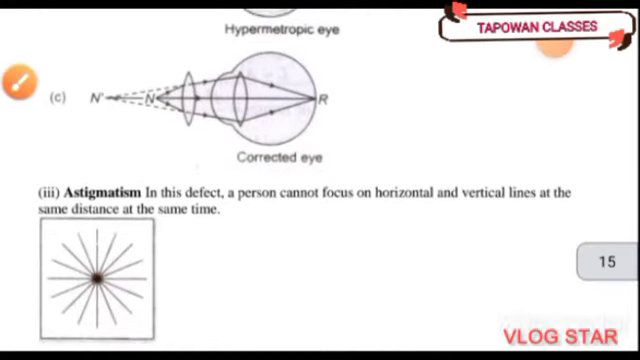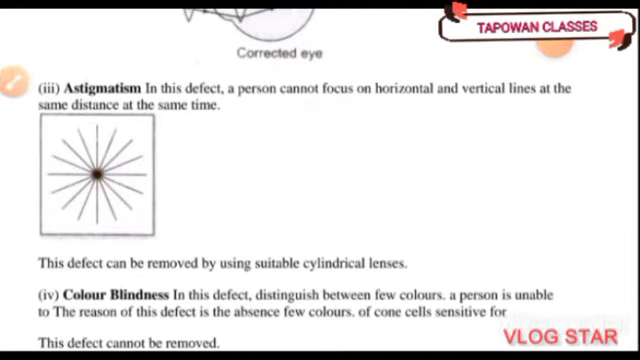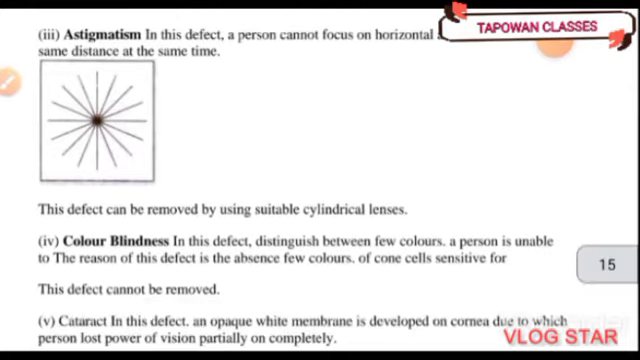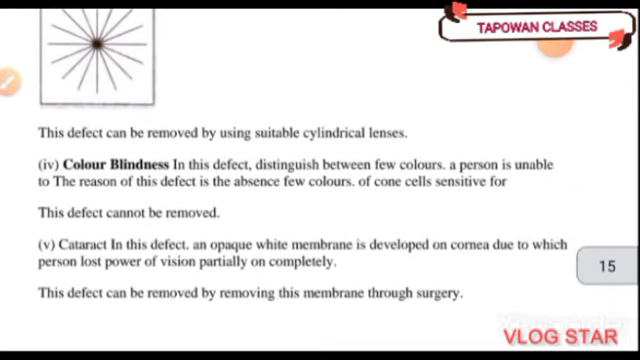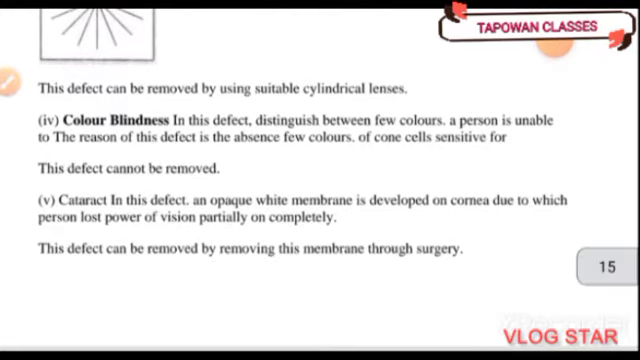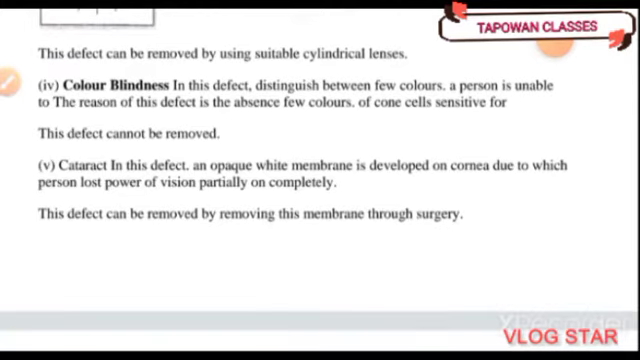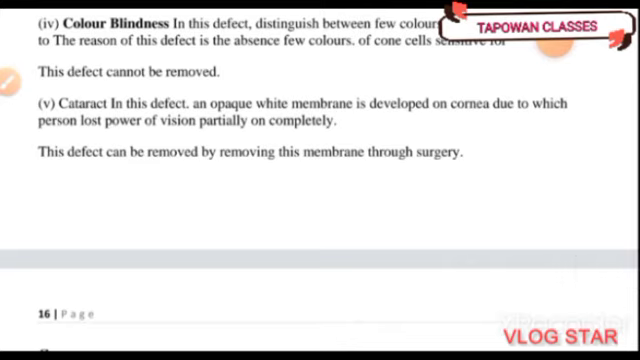Now we understand the third point, astigmatism. In this defect, a person cannot focus on horizontal and vertical lines at the same distance at the same time. This defect can be removed using suitable cylindrical lenses. Now color blindness, which is very rare: in this defect a person is unable to distinguish between a few colors. The reason for this defect is the absence of some color-sensitive cone cells, and this defect cannot be removed. Cataracts: in this defect an opaque white membrane develops on the cornea, due to which a person loses the power of vision partially or completely. This defect can be removed by removing the membrane through surgery.